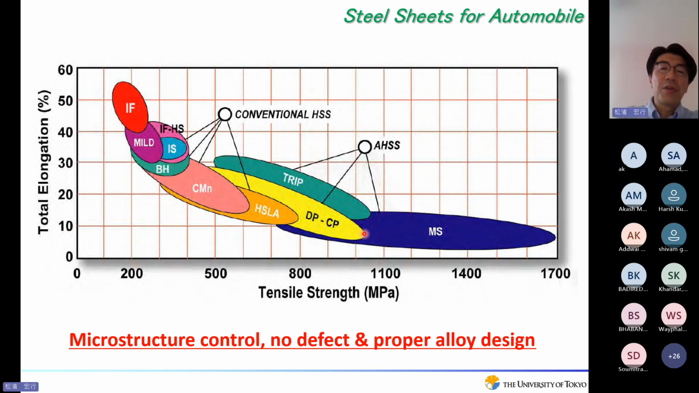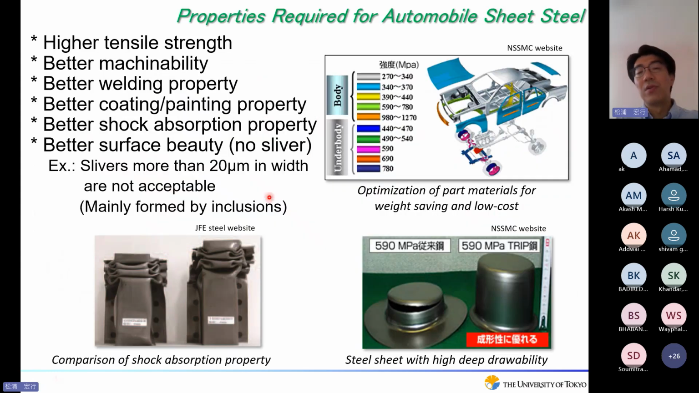In order to achieve these properties, or to flexibly produce these steel grades, we need to control the microstructures, or produce them with no defects, and also produce the steels with proper alloy designs. Then, if we can freely select these steel products, we can use them to assemble one automobile like this.